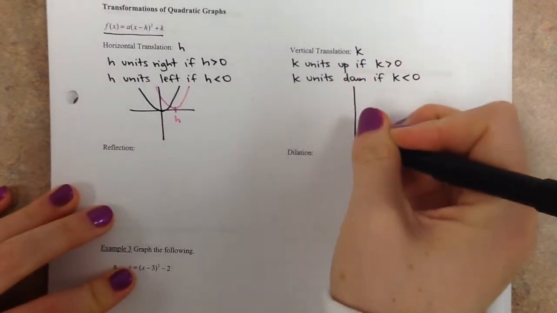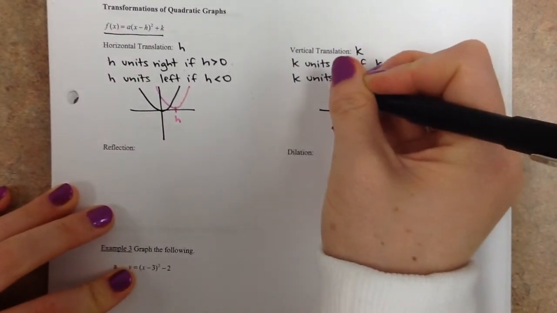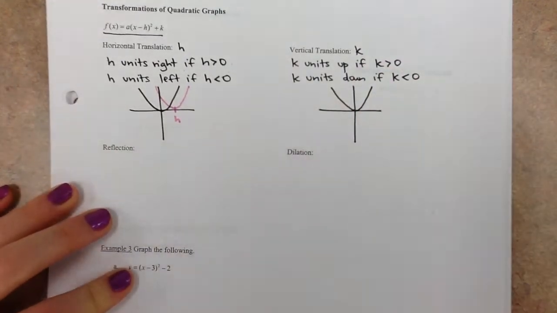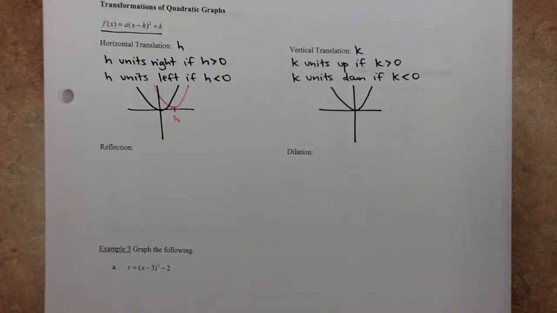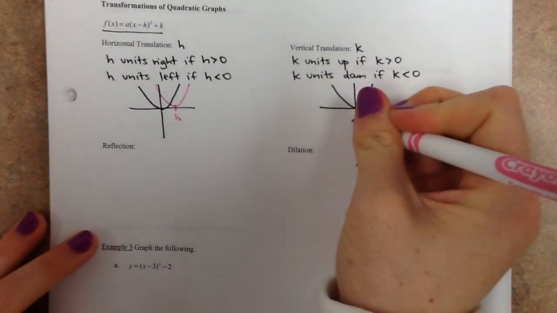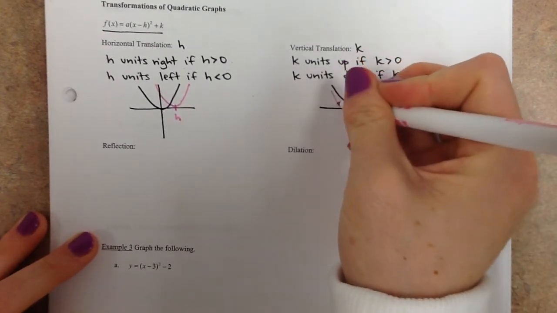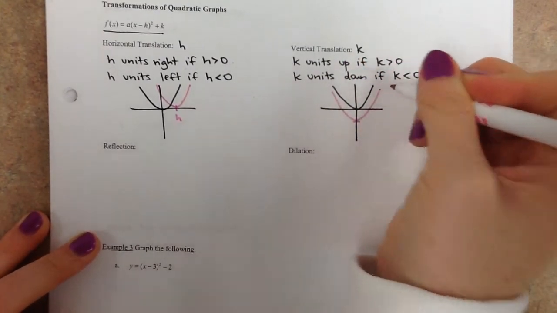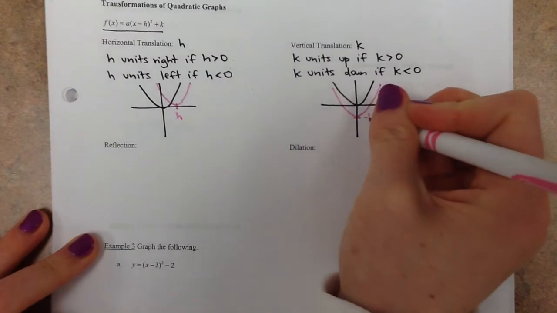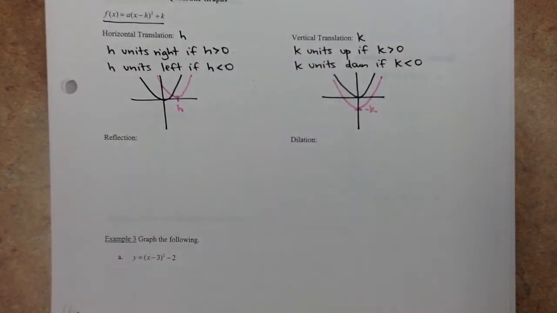Okay, so let me give you an example here. So again, say we start with the original parabola, just like this. Let's do a negative k this time. Say we move down to here. Negative k, our parabola would get moved down like that. So let's say that that is a negative value of k. Okay, so that's a vertical translation. It moves the y coordinate of our vertex either up or down.